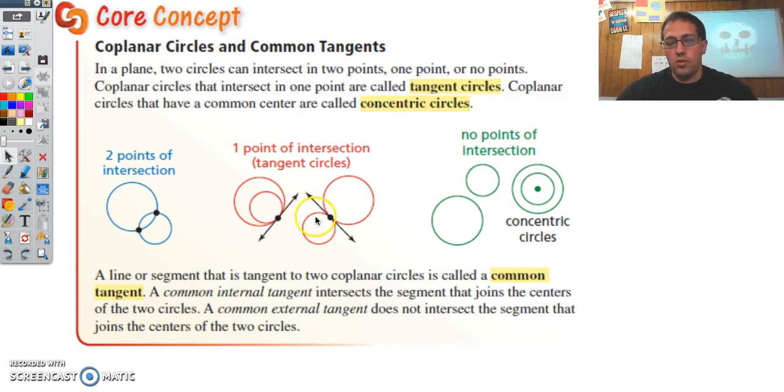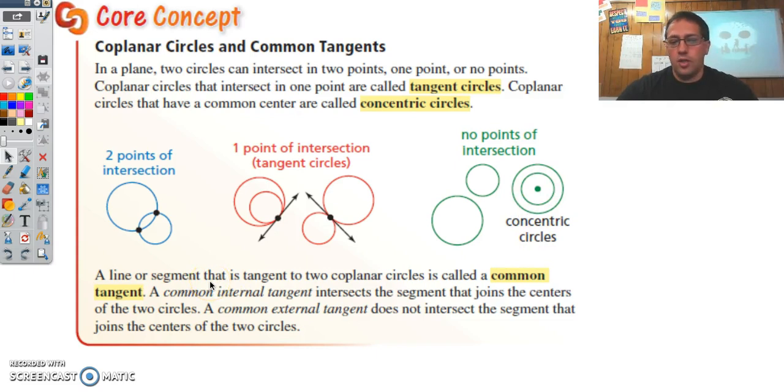Or you could have no intersections, like these two. They don't touch, they don't overlap, nothing like that. However, if you have non-intersecting circles that have the same center, those are called concentric. Con means together, and centric means center. So their centers are together at the same place.